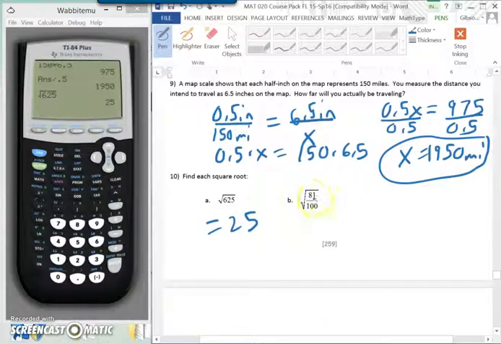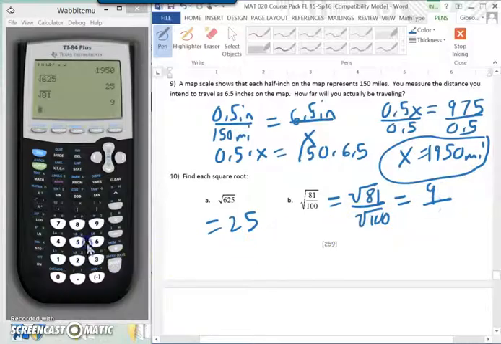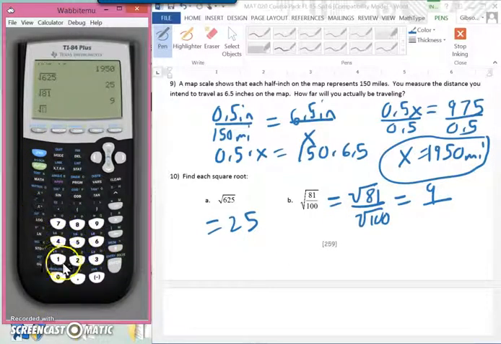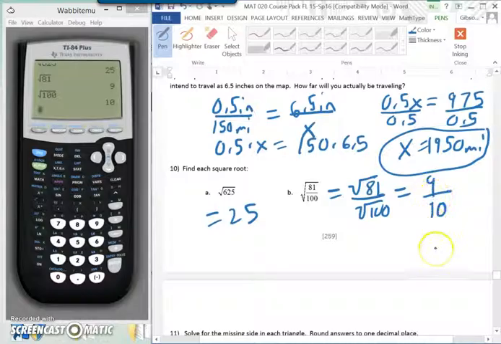Now for B, you do not put this whole fraction into the square root. You would separate it like this: square root of 81 over square root of 100. And you could take both of these separately. The square root of 81 is 9. And then you would take the square root of 100, which will give you 10. So your final answer, you can't simplify this, so your final answer would be 9/10. And I'll tell you on the test, I do not want this as a decimal. I want you to leave it as a fraction.